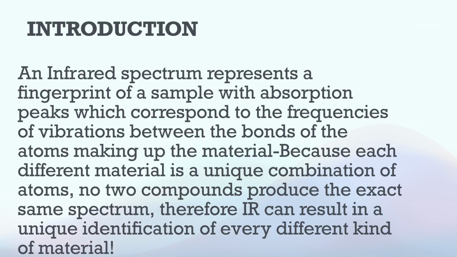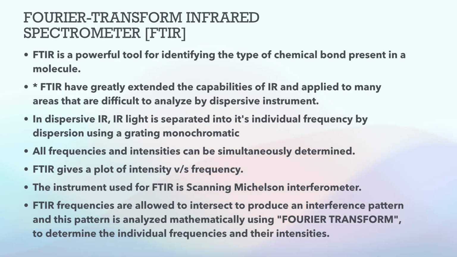Introduction. An infrared spectrum represents a fingerprint of a sample with absorption peaks which correspond to the frequencies of vibration between the bonds of the atoms making up the material, because each different material is a unique combination of atoms. No two compounds produce the exact same spectrum, therefore IR can result in a unique identification of every different kind of material. FTIR is a powerful tool for identifying the type of chemical bond present in a molecule.